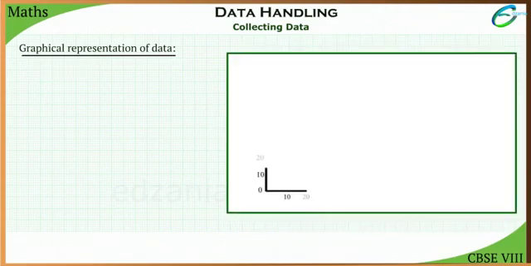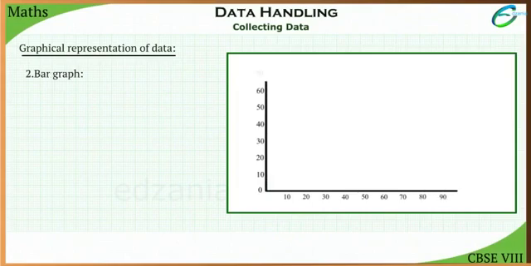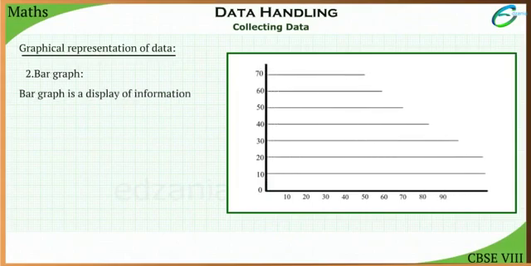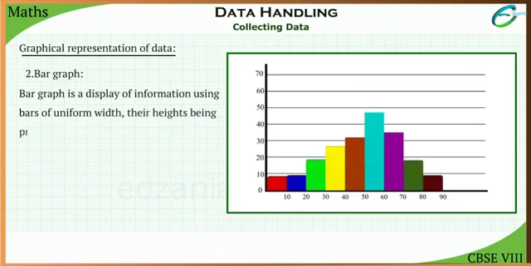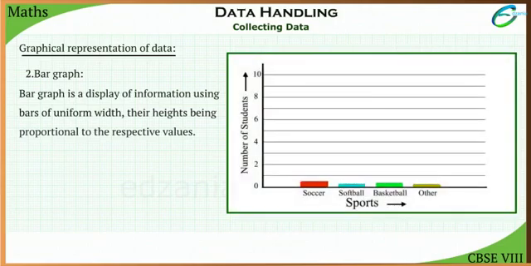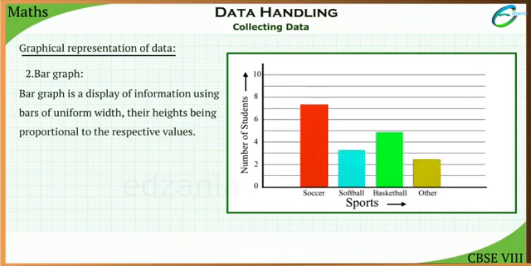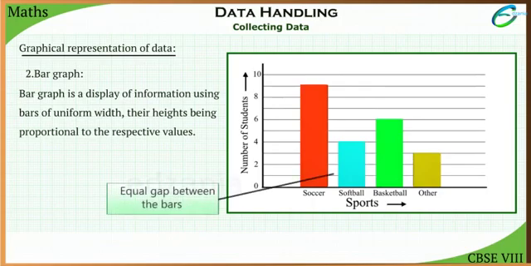The next type of graph is a bar graph. Bar graph is a display of information using bars of uniform width, their heights being proportional to the respective values. Let us consider a bar graph representing the number of students interested in following sports. Observe that the bars are of equal width with equal gaps in between. The height of the bar represents the number of students for each sport.